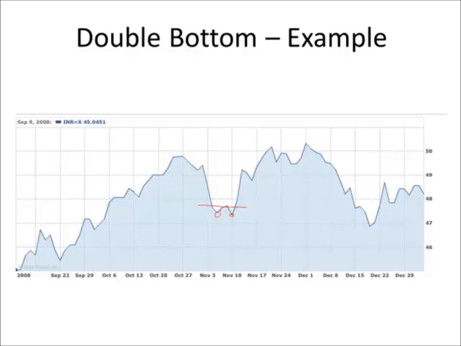So it comes down here, makes the second bottom, then over here breaks through its neckline, breaks through the resistance. This now becomes a support, and as you can see, it then goes on to do an upward movement. So it's fairly straightforward how this works, kind of similar to what we've been seeing before.